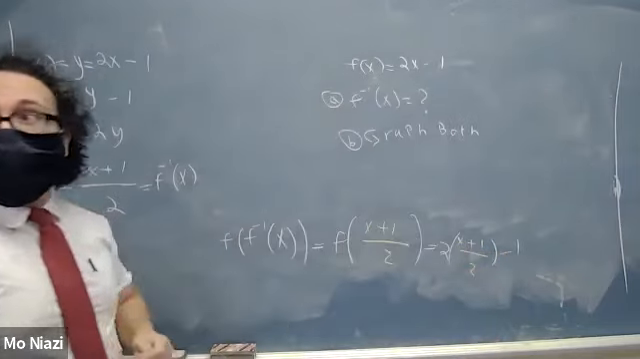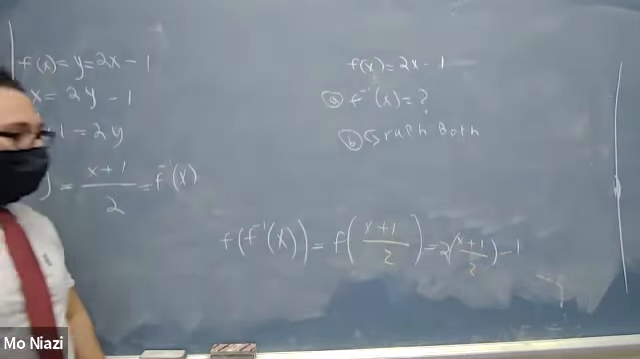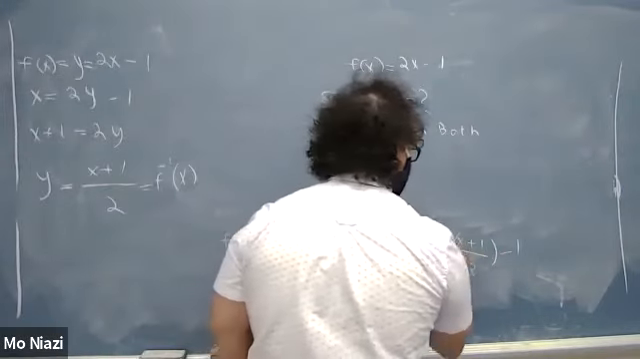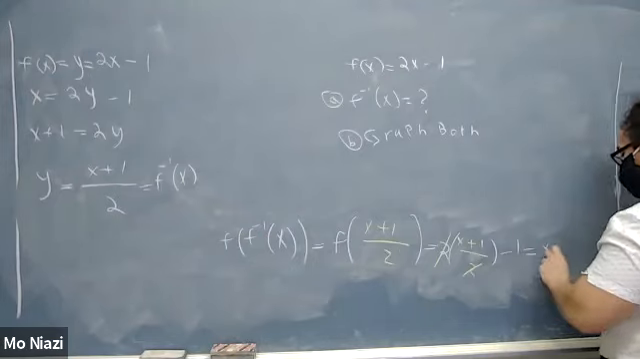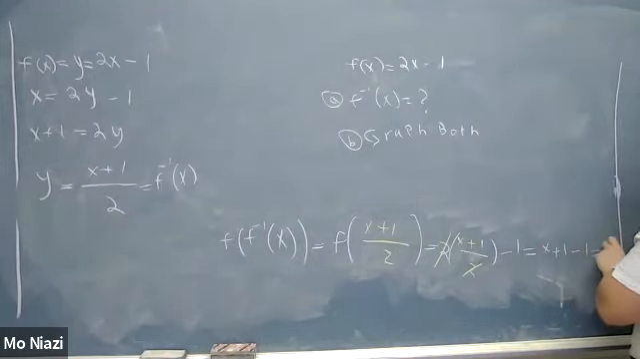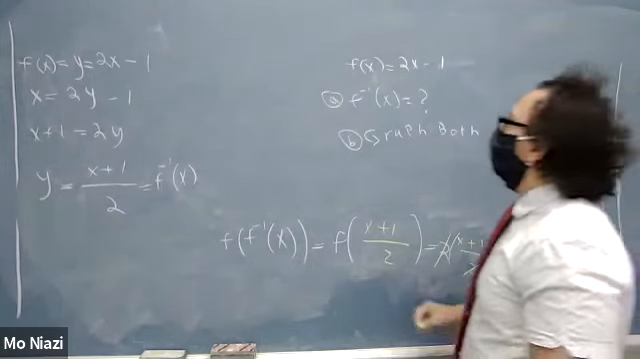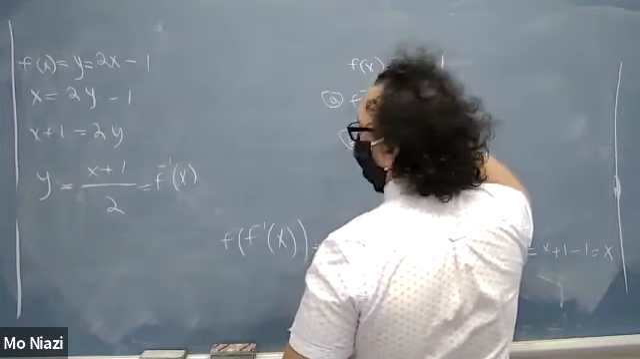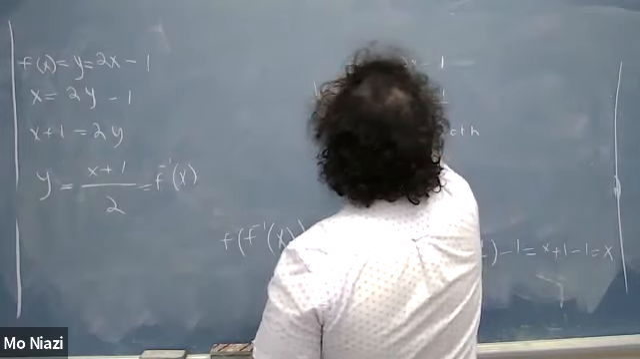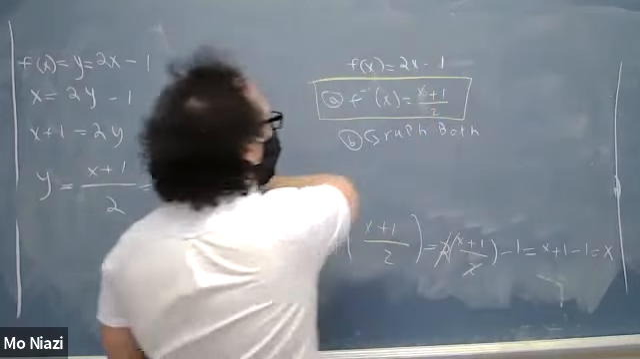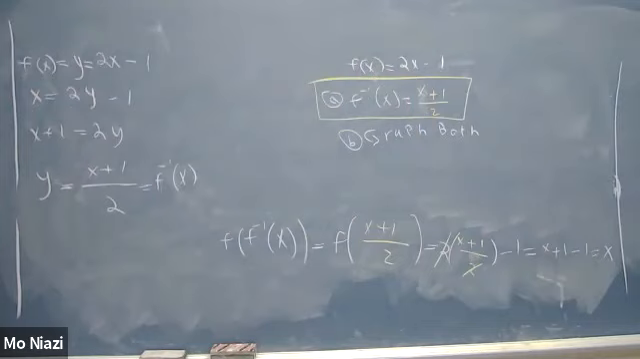All right. Then the twos cancel. So all I get is x plus 1 minus 1, which is x. Okay. We got it. We found f inverse of x. It is indeed this, x plus 1 over 2. Part A is complete. Time for part B, graph them.